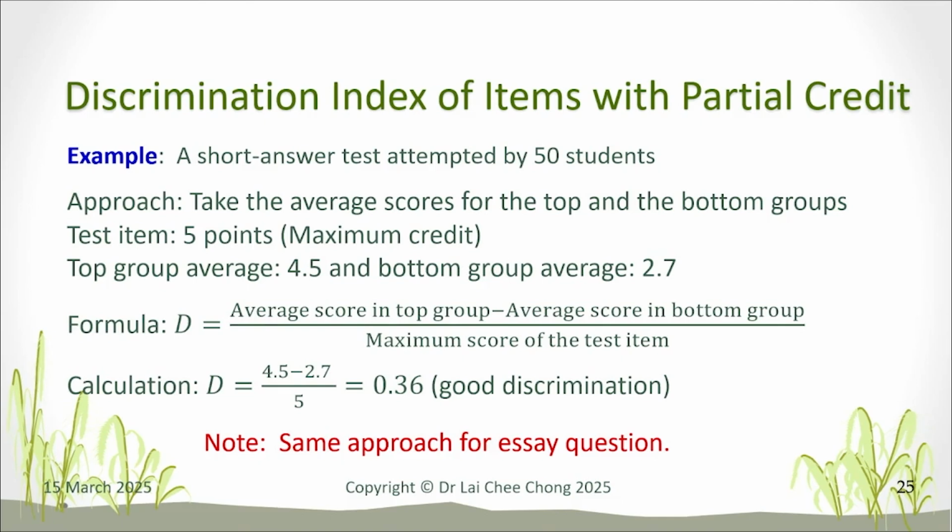Okay? And the same approach, by the way, I won't do it. So same for the essay. You always take the average, by the way. That's important. Take the average of the top group, the average of the bottom group. You find the difference. Divide by the maximum score of the test item there. For the essay item, it's the same. Clear?